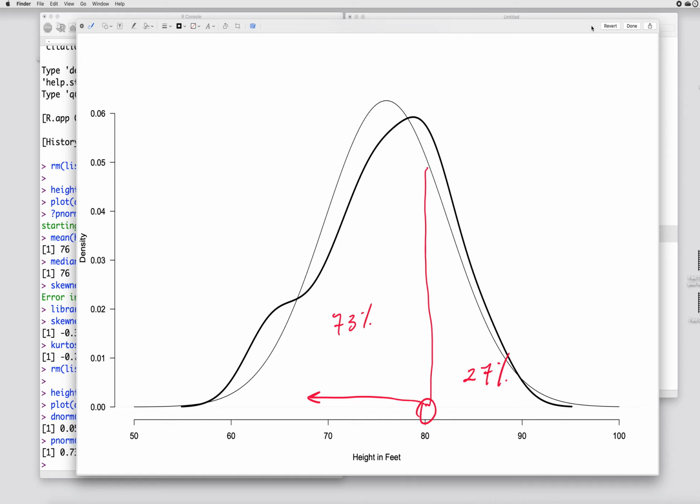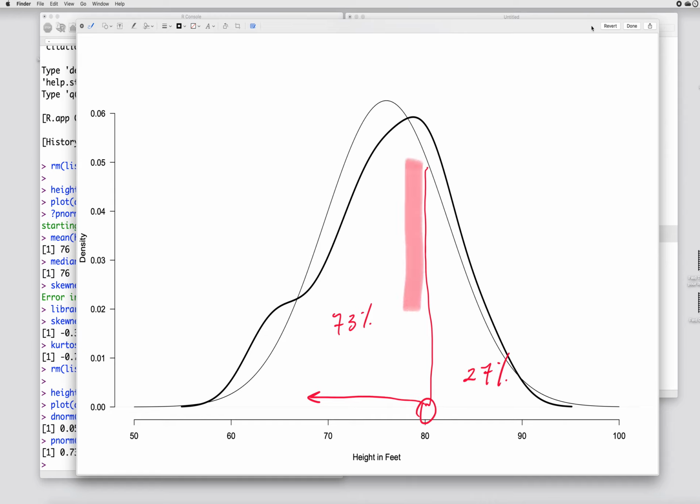Okay, so the key here is that instead of just looking at the specific value and only that value, we're looking at all of this area below the curve, right? Of all of the area below the curve, what percent of it is less than or equal to 80? And in this case, that works out to be 73%.